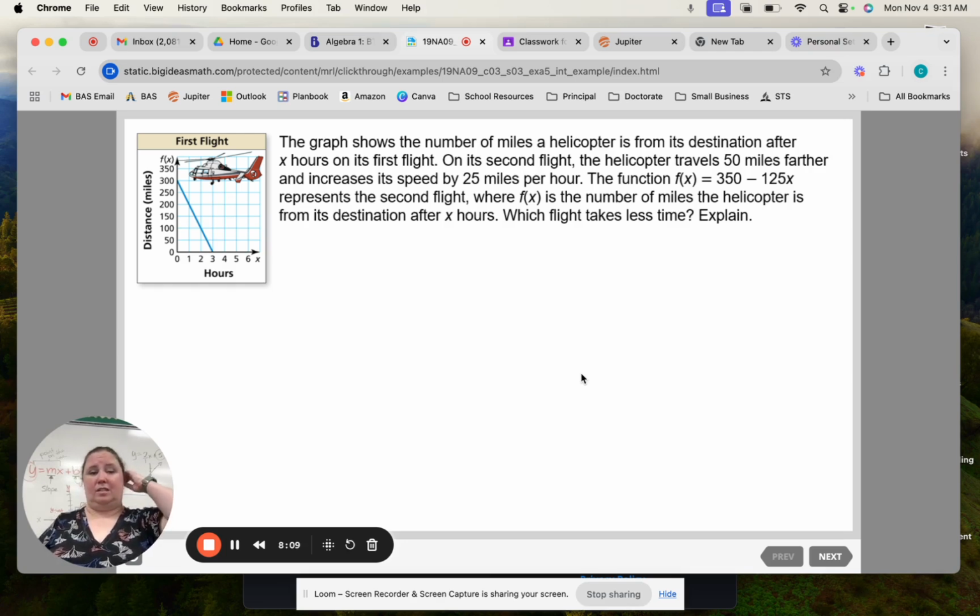All right, so they give you the second flight, so we need to figure out the first flight by looking at the graph. You guys can see the graph, yes? Yes, sir. What's my y-intercept?